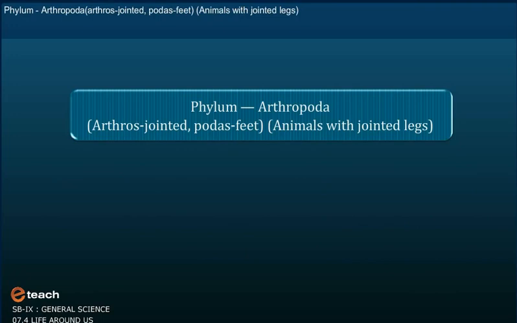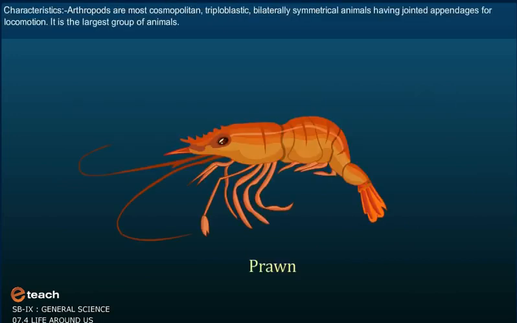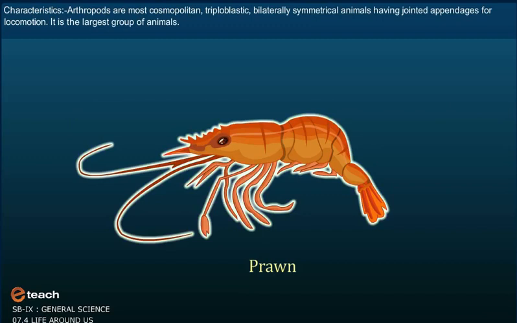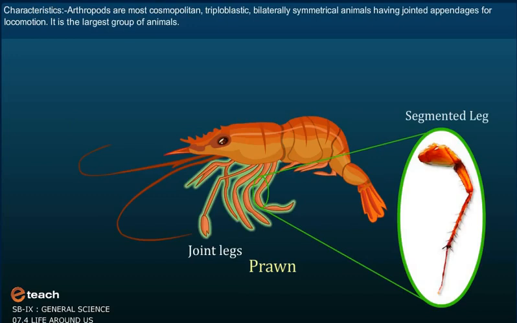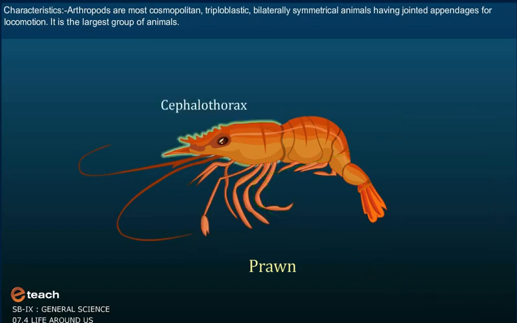Phylum Arthropoda. Arthros means jointed, and podas means feet. Animals with jointed legs. Characteristics. Arthropods are most cosmopolitan, triploblastic, bilaterally symmetrical animals having jointed appendages for locomotion. It is the largest group of animals.